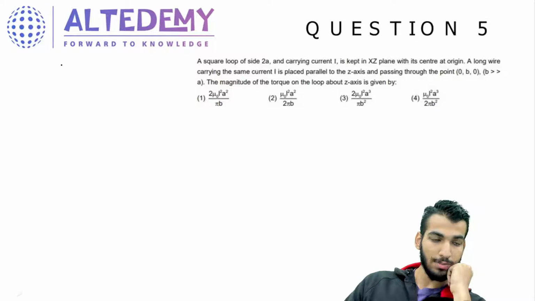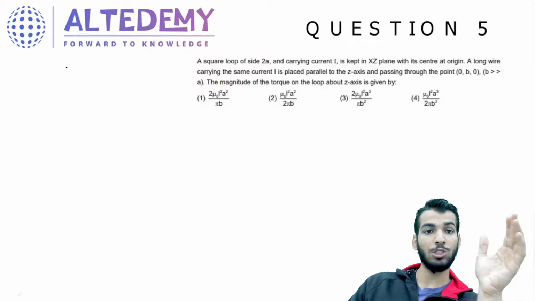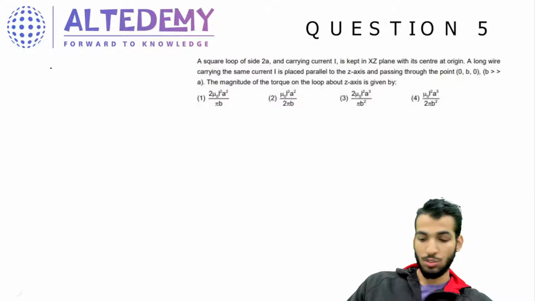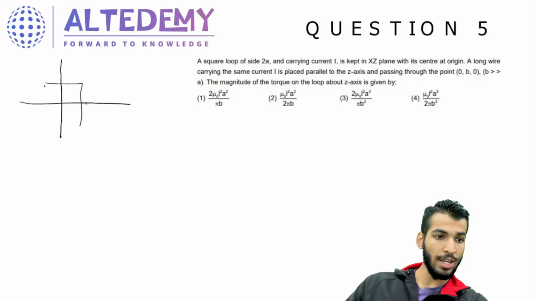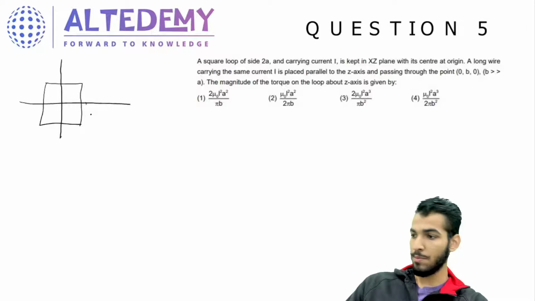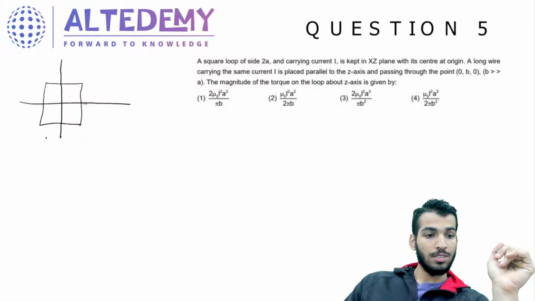Let's visualize what is happening. Before doing anything, we should be able to visualize what is happening in the question. So this would probably be the figure. A square loop of side 2A is kept. Okay, b is greater than a. Remember this. So suppose a square loop of side 2A is kept like this, right? And the length will be equal to 2A.